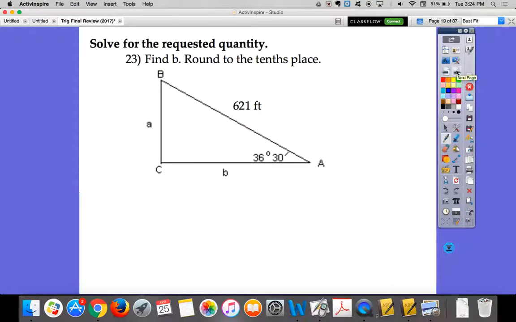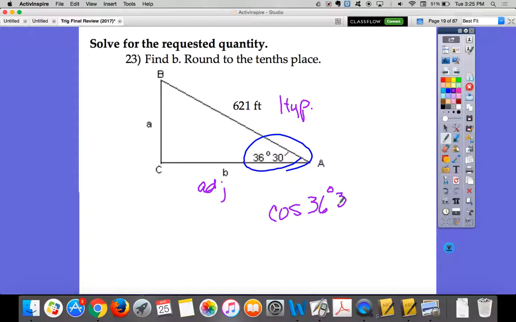Okay, solve for the requested quantity. Find little b. Round to the 10th place. Okay, so the only angle they gave us over here was A. So in terms of this angle, B is in the adjacent position, and we also have the hypotenuse. So which trig function uses adjacent and hypotenuse? Well, that's going to be cosine. Cosine of 36 degrees and 30 minutes.